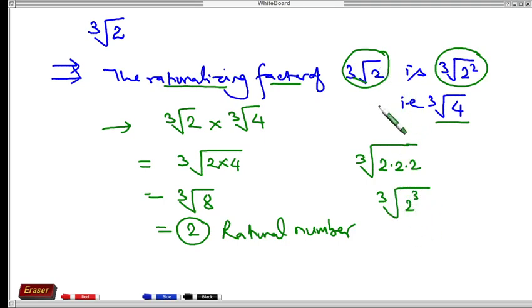But only 1 root 2 is there. That's why 2 square is required, that is 4, in the same order. In this way, you have to identify the rationalizing factor of such roots. A square given directly by another square, because they need the same number.